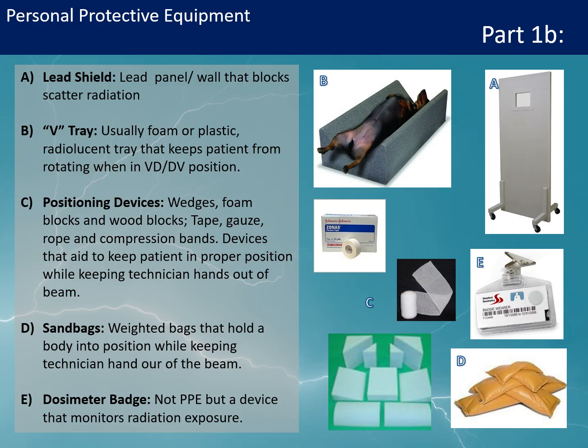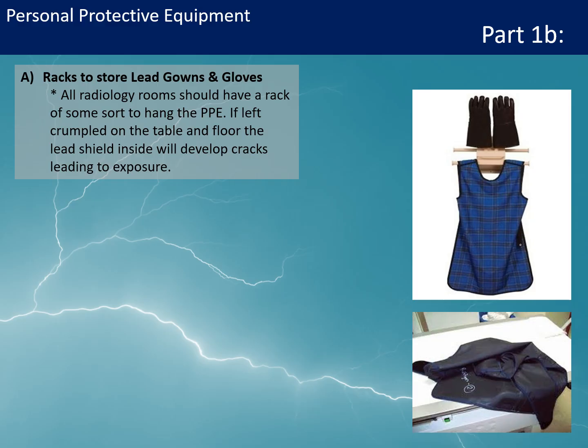Sandbags, weighted bags that hold the body into position while keeping the technician's hands out of the beam. These are not radiolucent, by the way. E, the dosimeter badge. Not PPE, but a device that monitors radiation exposure. Lastly, there should be a rack to store lead gowns and gloves. All radiology rooms should have a rack of some sort to hang PPE. If left crumpled on the table and floor, the lead shield inside will develop cracks leading to exposure.